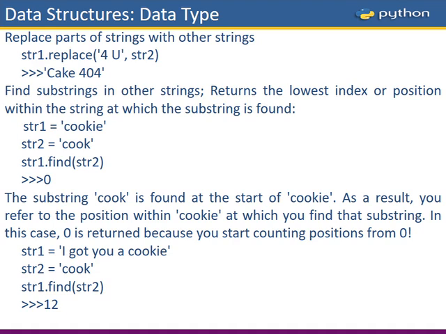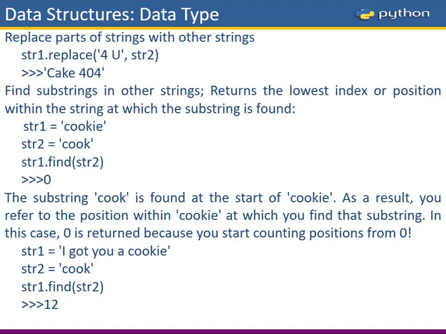The substring cook is found at the start of cookies, and as a result you refer to the position within cookies at which you find that substring. In this case, 0 is returned because you start counting positions from 0. I said you start counting from position 0, and our cook is found inside cookies. So that's why, in the first example code, when we find str2, the position starts from 0, so the output is 0.